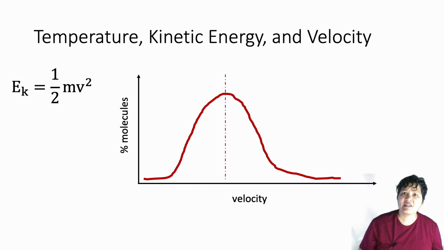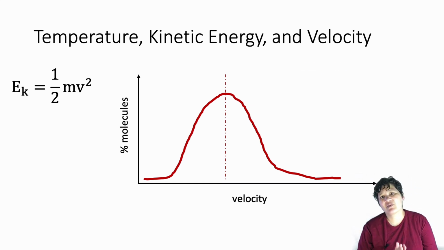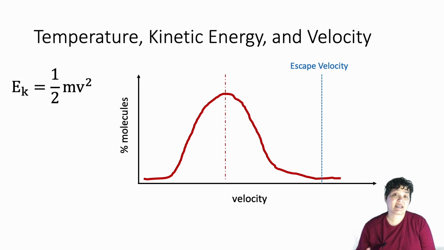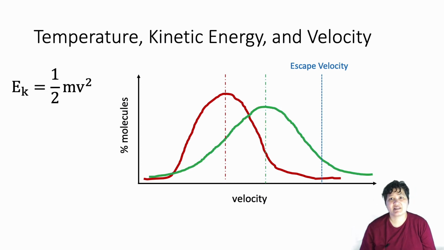And for any given system, there will be a fraction of the molecules whose velocity is equal to or higher than the escape velocity. But what if you increase the temperature in the system? You're going to have a different Gaussian curve of velocities, one that has a higher average velocity. And the fraction of molecules equal to or above the escape velocity will be higher. So the higher your temperature, the more likely you are to lose molecules from your atmosphere.